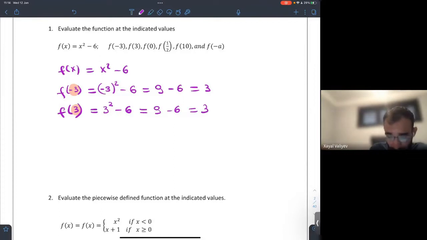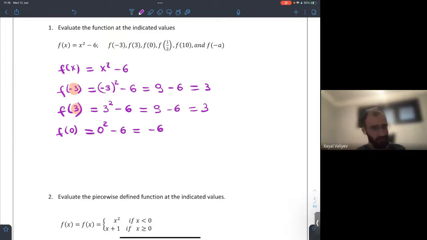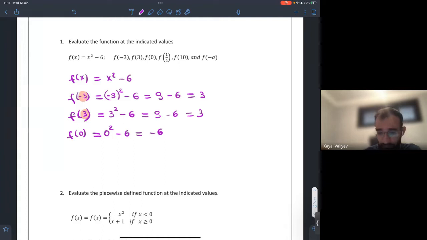We found it at negative 3 and we found it at 3, the function value. And let's just check it for f of 0. Like I did for negative 3 and 3, I'll just square this 0 and take away 6. I'm going to have negative 6 as an answer, because 0 squared is just 0, and taking away 6 gives us negative 6. So basically the others are the same. You can do it for f of half, which is going to give us a quarter take away 6.